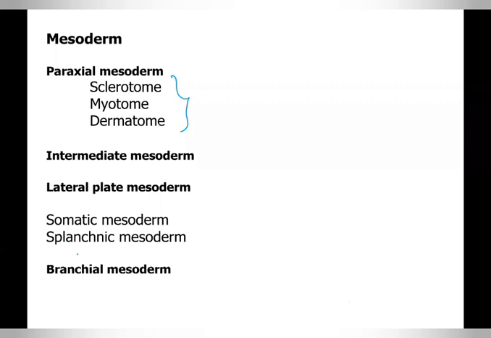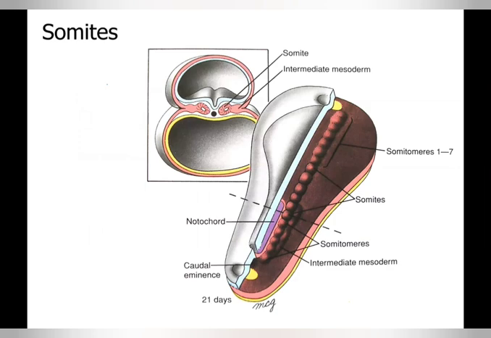Now the paraxial mesoderm, the mesoderm on either side of the neural tube, further divides into sclerotome, myotome, and dermatome. We'll come back to it in a moment. Before that, another concept. If you look at an earthworm, you will see very clearly the segmentation of its body. It's in segments, and even outside the body you can recognize it. We also have segments in the body.